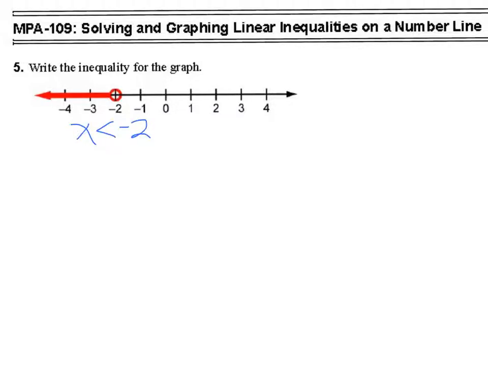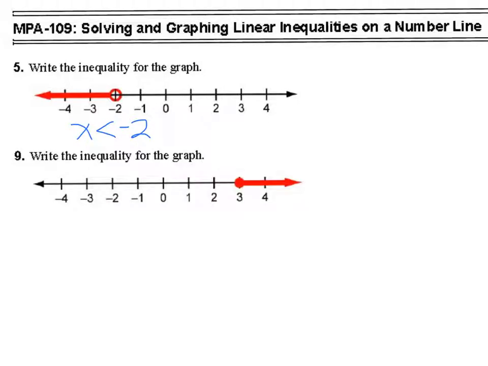It shows all the numbers on the number line that are smaller than -2. So we use the less than symbol. I used less than, not a less than or equal to, because the circle is not filled in. And notice the arrow on the number line points the same direction as the arrow in our inequality.